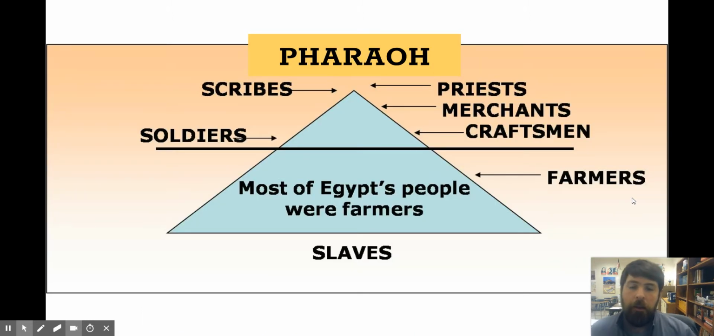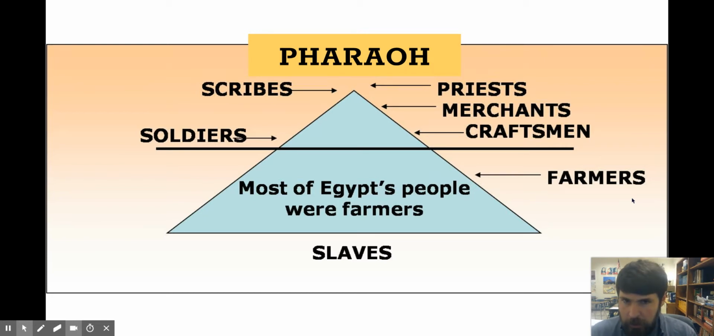And here we have a pyramid representing Egyptian society. You can see the pharaoh is up on the top, and then we have a bunch of higher class positions, scribes, priests, etc. And then down on the bottom, most of Egypt's people were farmers. And then at the very bottom, there were slaves.